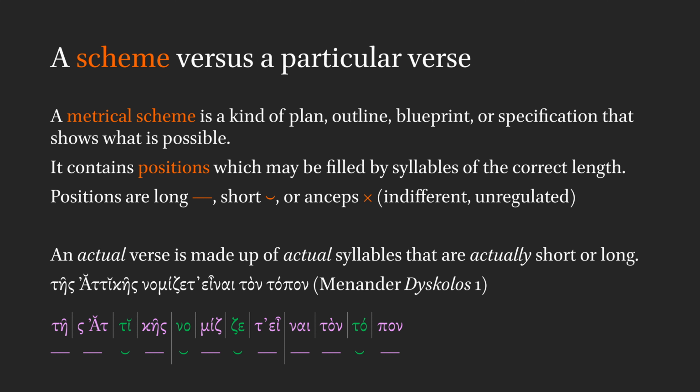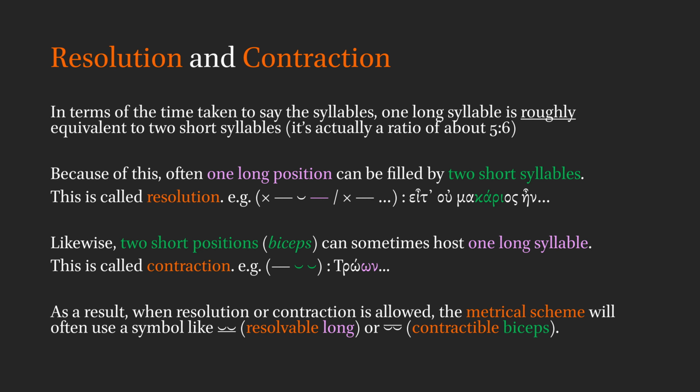This distinction is important because many schemes allow for a lot of variation in how exactly their positions get filled. Often it is possible to fill a long position with two short syllables. This is called resolution. Likewise, two short positions can often be filled with one long syllable. This is called contraction. Contraction means that in dactylic hexameter, pairs of short positions can be filled instead by long syllables. This creates spondees in the line when two long syllables appear in a row.